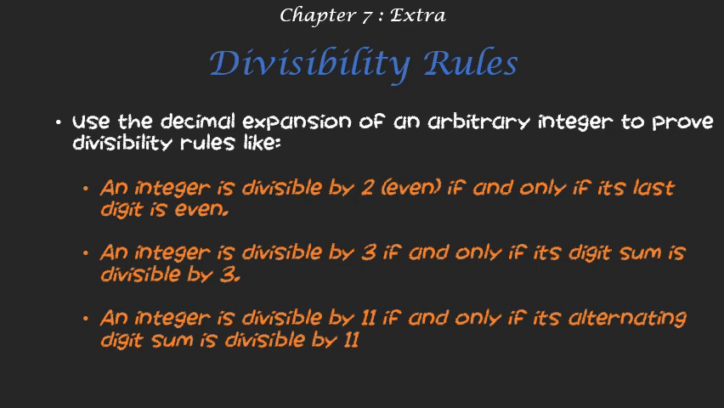Or then this one, maybe some of you know, maybe some of you don't. An integer is divisible by 3 if and only if its digit sum is divisible by 3. So if you add up its digits and that number is divisible by 3, then the original number was divisible by 3.